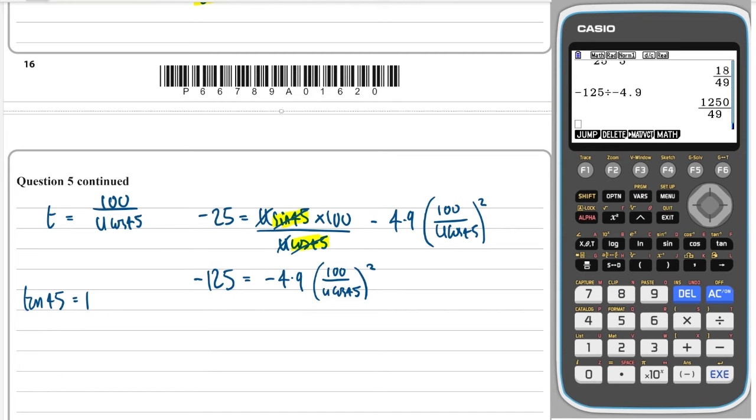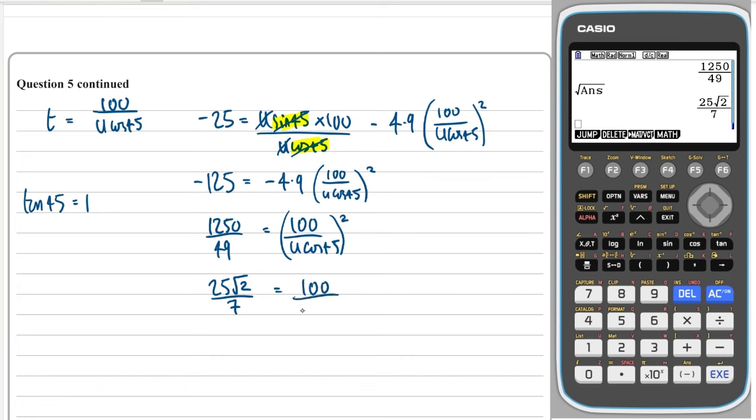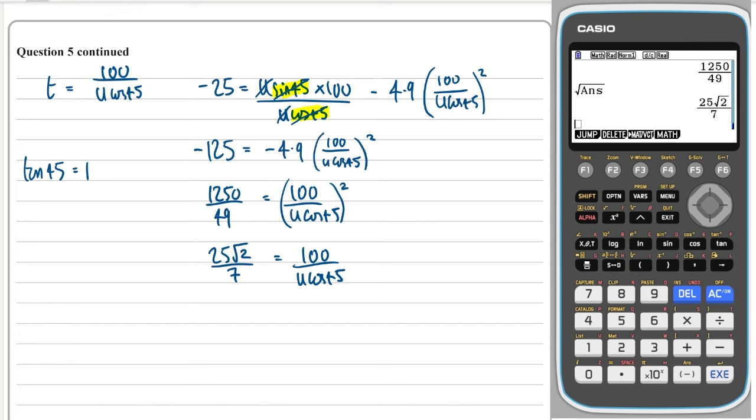To get this, 1250 over 49, and that's equal to 100 over u cos 45, squared. We can square root both sides, so if I take the square root of this, I get 25 root 2 over 7, and that's going to equal 100 over u cos 45. We could do a bit of rearranging to get that u cos 45, so multiply that to this side. The 7 could be times by the 100 to get 700, and then we could divide through by the 25 root 2, like that.